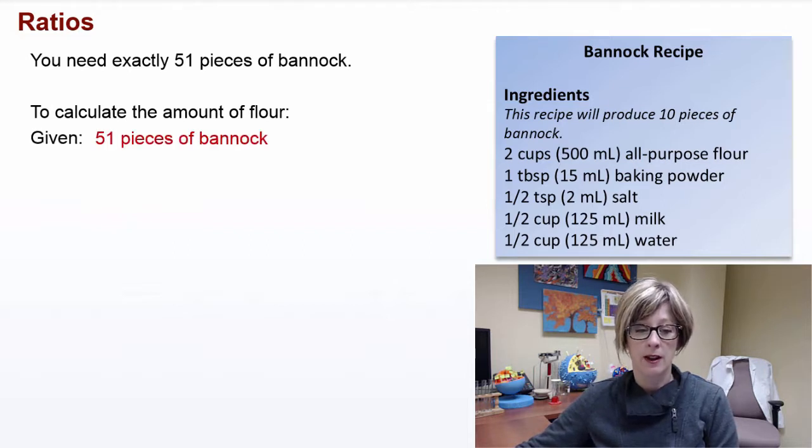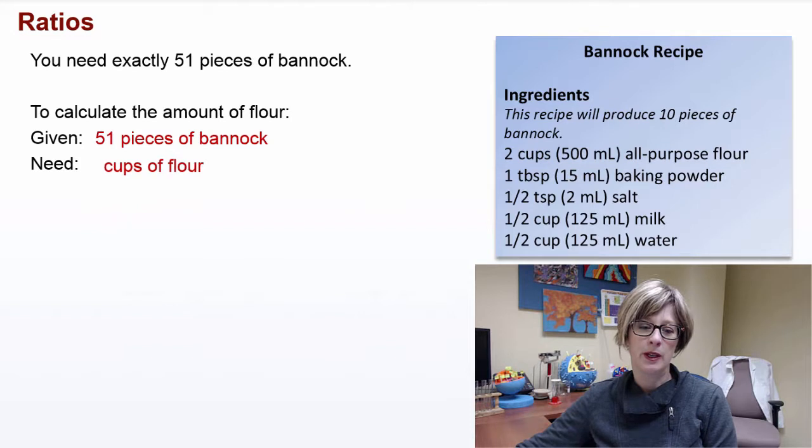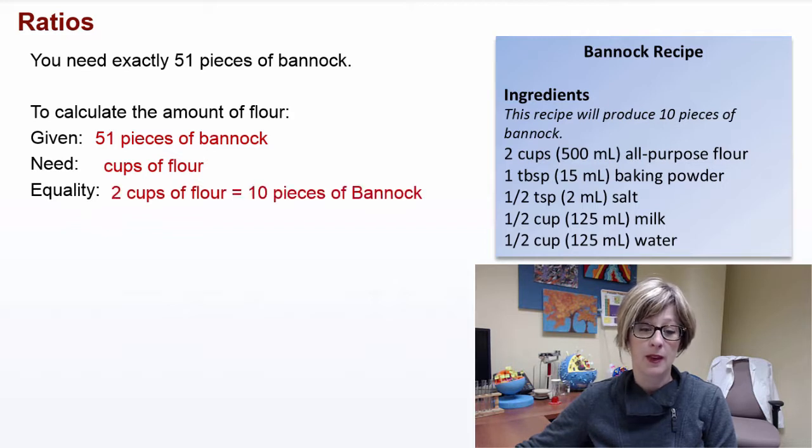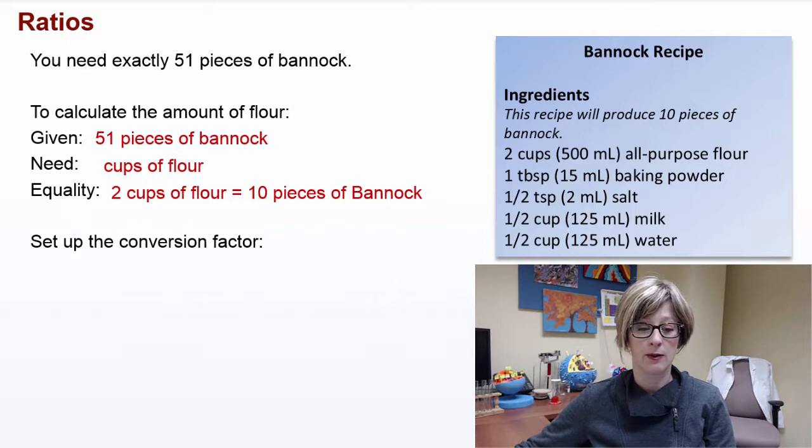So the given is the 51 pieces of Bannock. So we know we need 51 pieces of Bannock. And then what do we need? We need the cups of flour. So what would the equality be? So this is the really important part. You can get that equality right from your recipe. So we know from the recipe, if we use 2 cups of flour, then you're going to produce 10 pieces of Bannock. And then all the other ingredients would be this for 10 pieces of Bannock as well.